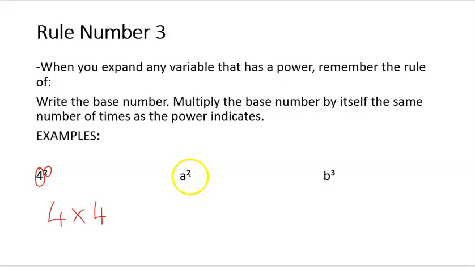In the example of a to the power of 2, a is the base number. So you would write a as your base number and multiply by itself this many times. So that would be a multiplied by a. And in the last example, you've got b to the power of 3. b is the base number, and we're multiplying b by itself 3 times because that's what the power is telling us to do. So that would be b multiplied by b multiplied by b.